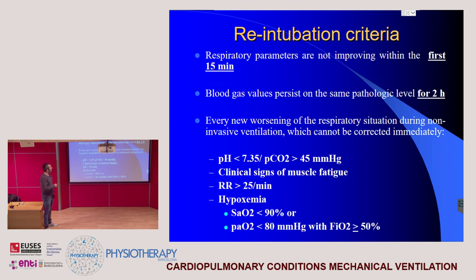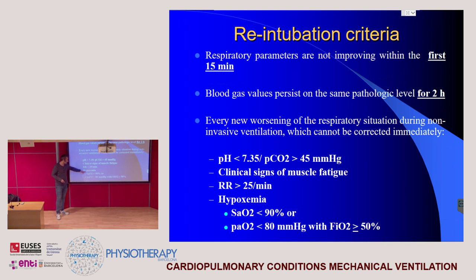Or if we have bad blood gas values that persist for more than 2 hours, with a pH under 7.35, which means an acidosis accompanied by hypercapnia. Also very important are the clinical signs of muscle fatigue: using the accessory respiratory muscles, sternocleidomastoids, scalenes, etc., together with an increase of respiratory rate, which means that the muscles do not achieve the demand of oxygen of the body, so they start to increase the respiratory rate.